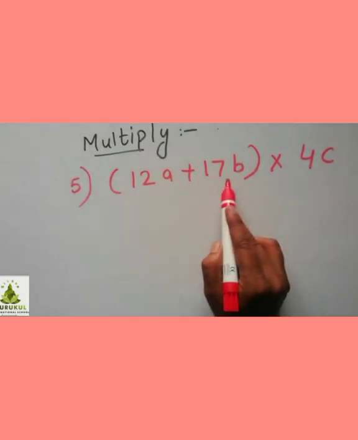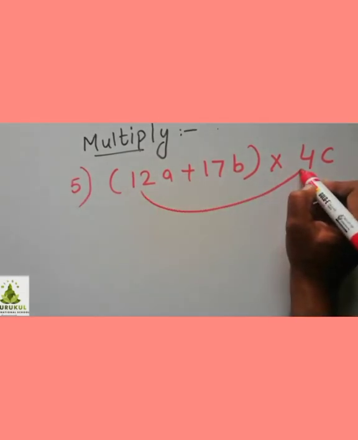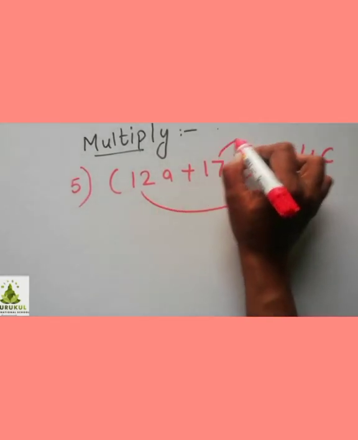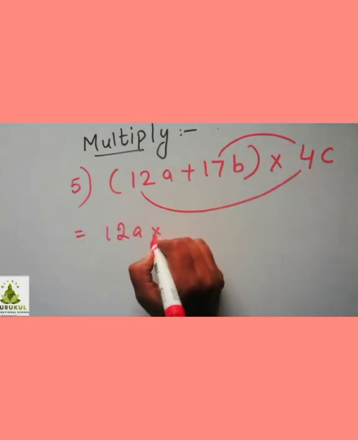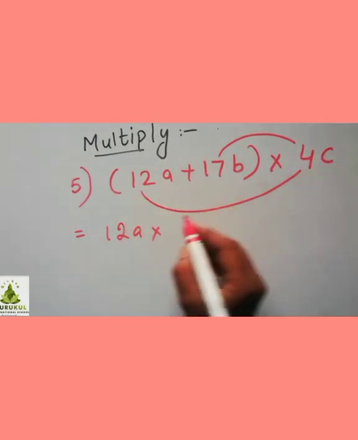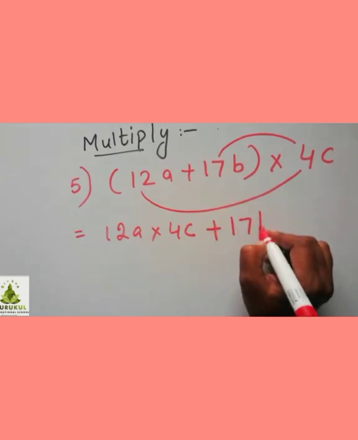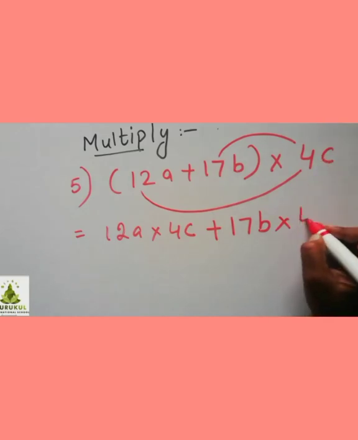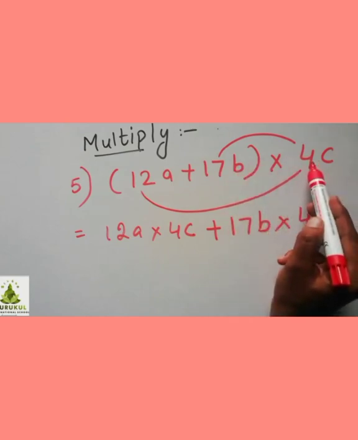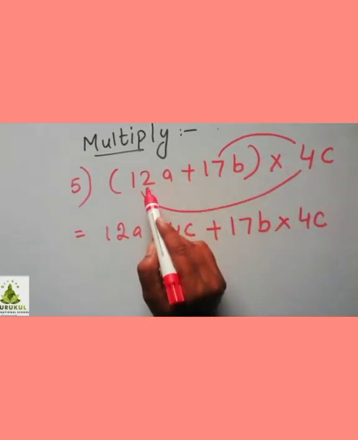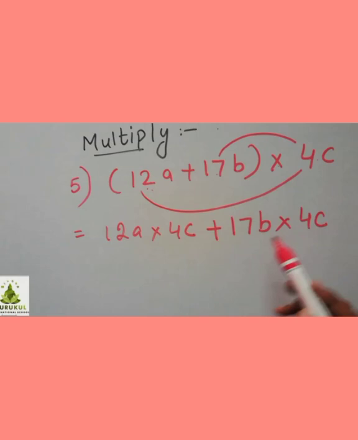In this example, this is a binomial by a monomial. Now the first term you can multiply by 4c, then second term again with 4c. Is it clear? Now first I will write 12a into this first term into, what is outside the bracket? 4c. Now what is the second term? Along with the sign I should write plus 17b into 4c, or you can write this way, 4c is for this also, 4c is for this also. So you have to multiply 4c with both the terms. So 4c into 12a, the thing is same, plus 4c into this 17b, the same you will get.